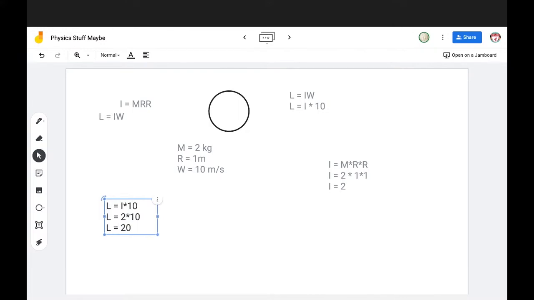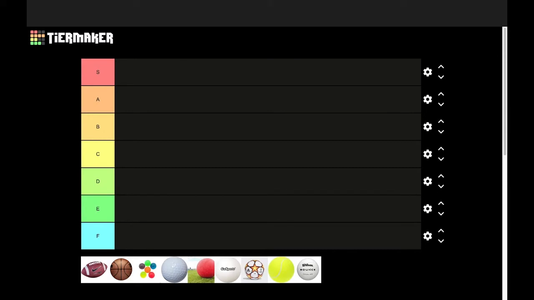Now we're going to move on to talking about dodgeball, the fun part, and what kind of balls are best for this great game. We are going to be talking about the different types of balls that exist and what balls would be the best to play dodgeball with, and rank them on a tier maker. And specifically, we're going to pick 9 different balls.